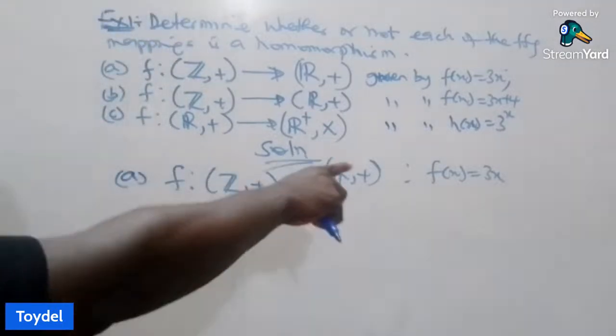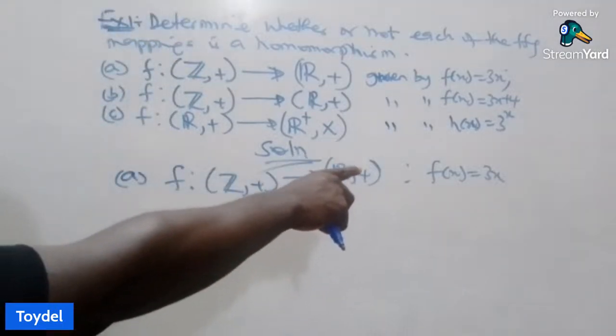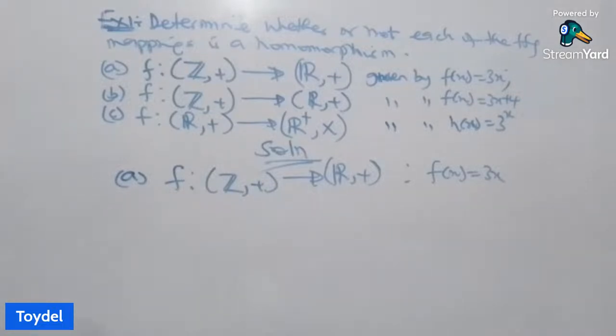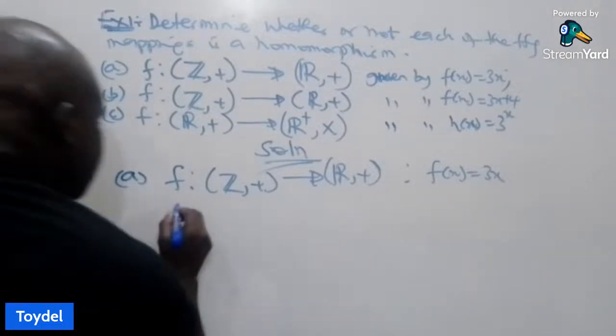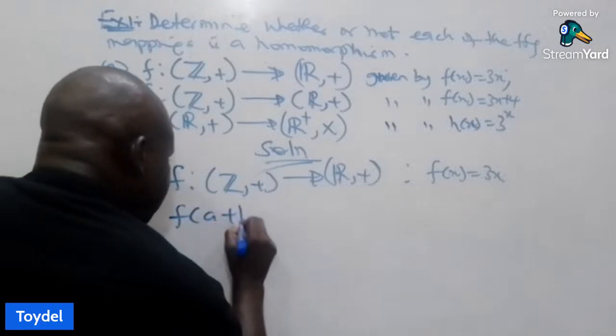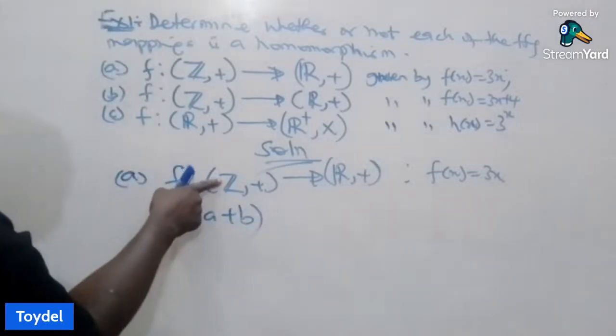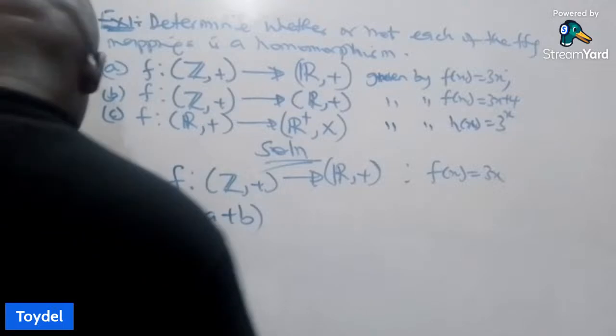So the function, that mapping f of x, is defined as 3x. So how do we show that this f is a homomorphism? We now say f of a plus b, that is, when we pick two elements from Z, this Z under addition.